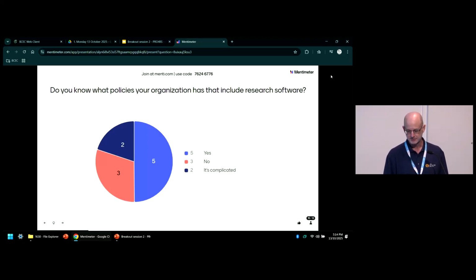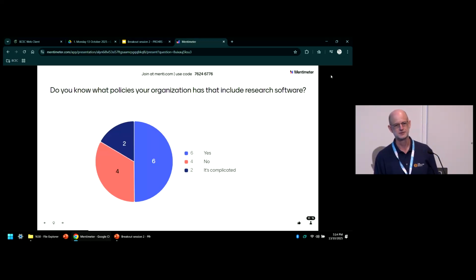Okay, so about half of the folks here do know what policies there are. Some don't, and some answer that it's complicated. And I guess I'm trying to remember why I put that down as a possible answer. I don't know. Does anybody that said it's complicated want to say briefly what that means to them? Because my institution doesn't have a policy, but I'm a person who promotes research software policy for other organizations. So. Okay.